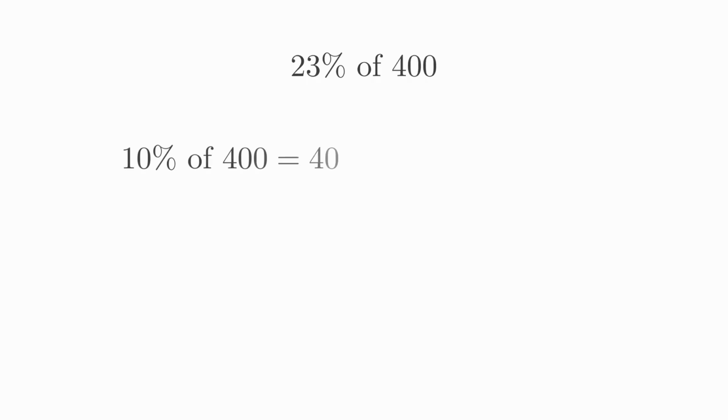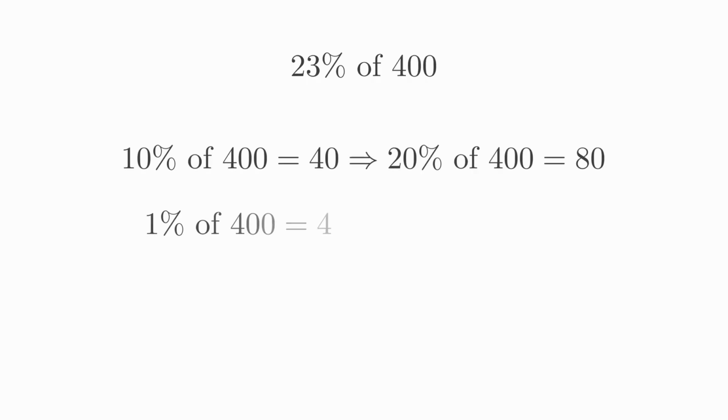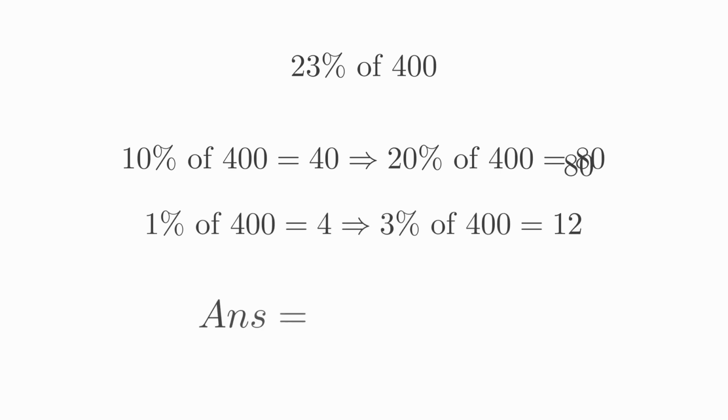Next, we are going to discuss some very simple percentage computation. And we are not going to do it using the traditional multiplication. We are going to use very simple calculations. Let's say we want to compute 23% of 400. Now 10% of 400 is 40 and 20% is 80. And 1% of 400 is 4, so 3% would be 12. And 23% is nothing but the sum of these two. So 80 plus 12, which gives us 92.